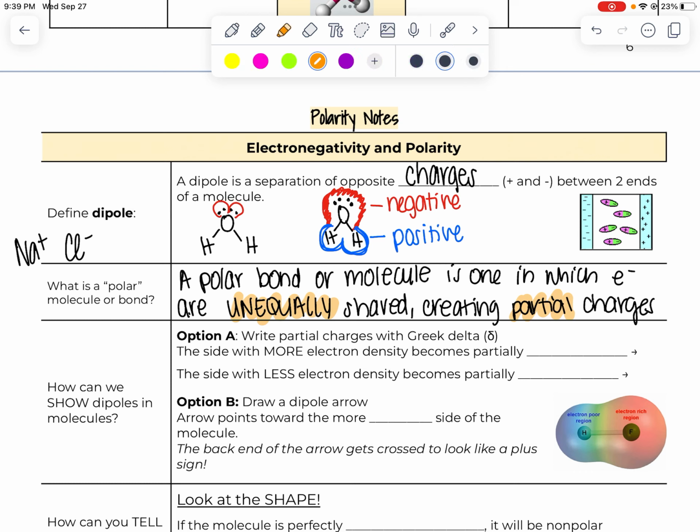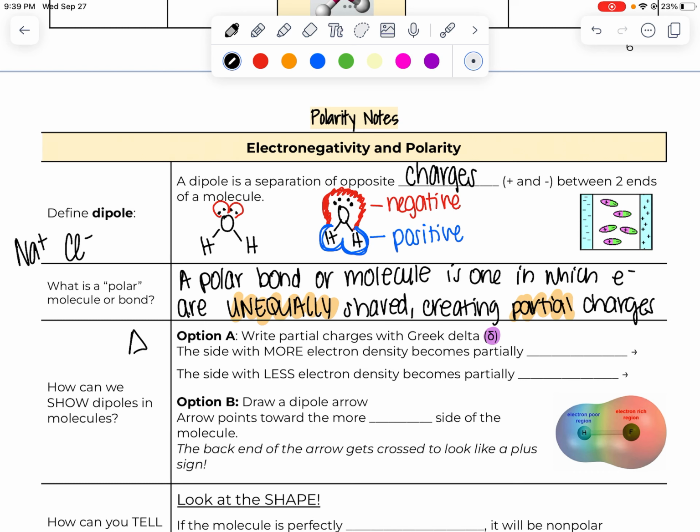What we use is yet another Greek symbol. I bet when you started this class, you never thought you'd learn so many Greek symbols. So this one here is called delta. This is lowercase delta, not to be confused with uppercase delta, which is a triangle. We will use that one as well. So this lowercase delta can be used to indicate partial charges.